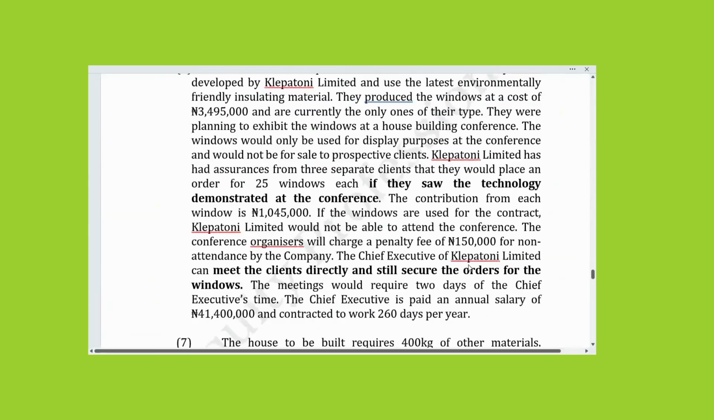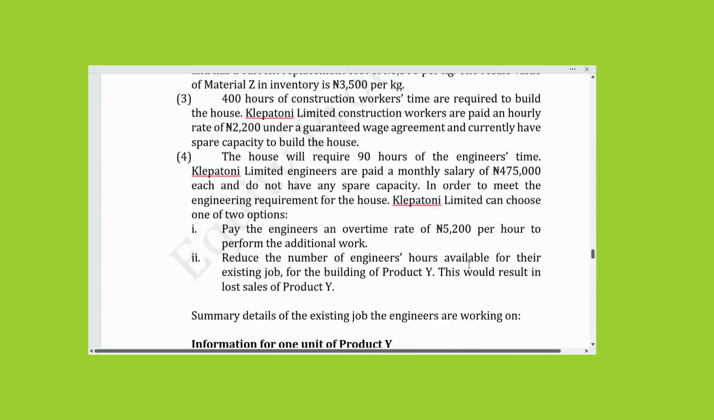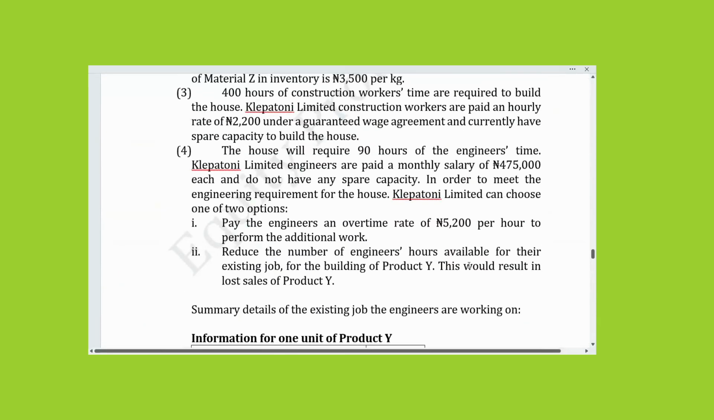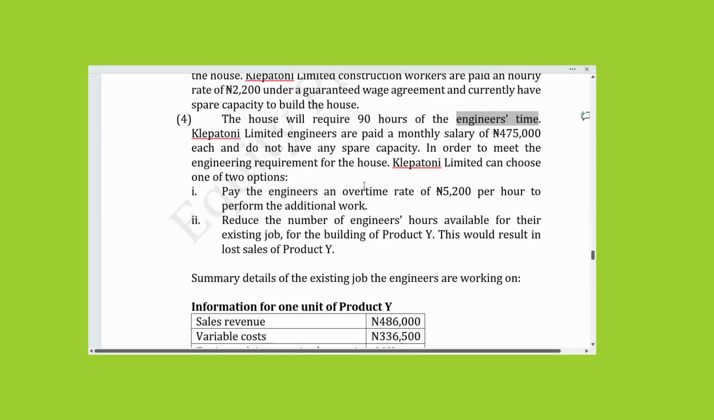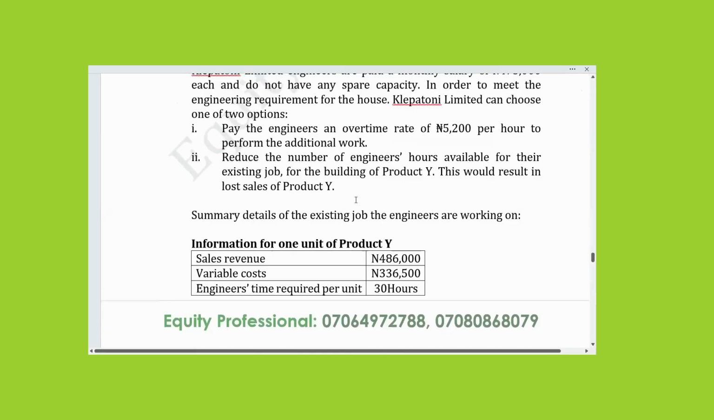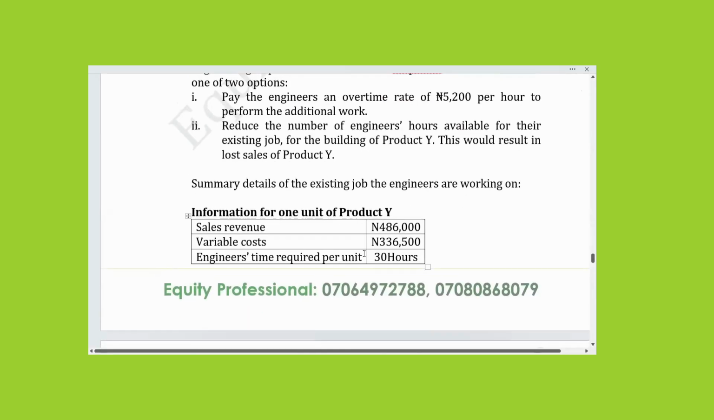Okay, number 4. The house will require 90 hours. Our treatment here is that we consider 2 options. Before that, for engineers' time, we are given a monthly salary of 475,000 naira, and we said that is not relevant. We ignore it. We then take the lower of overtime of 5,200 per hour, and the contribution loss. So let's state that.